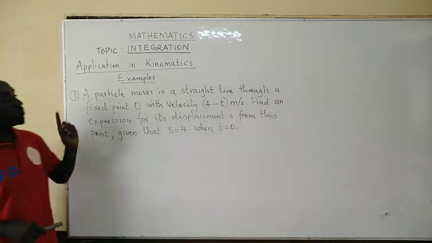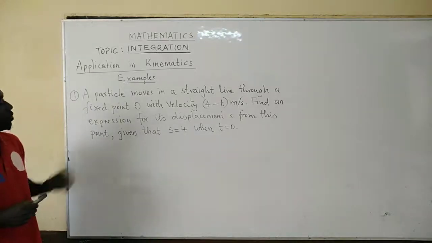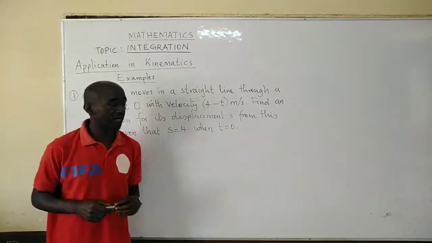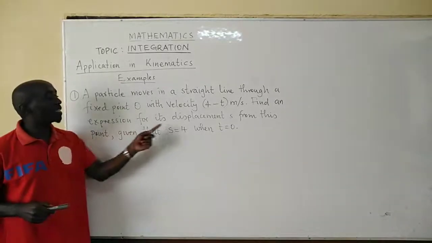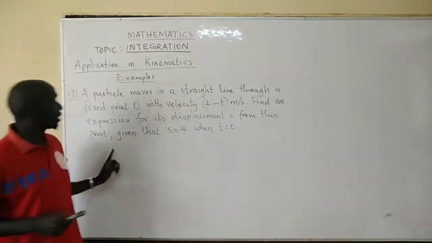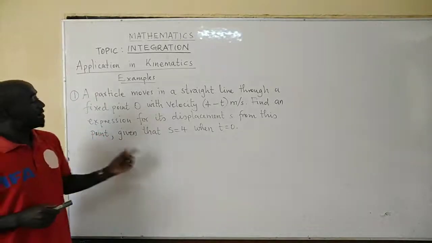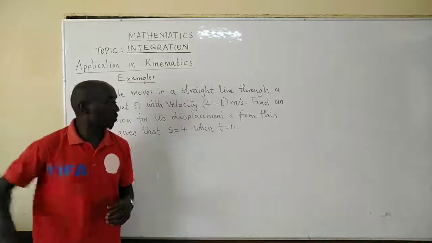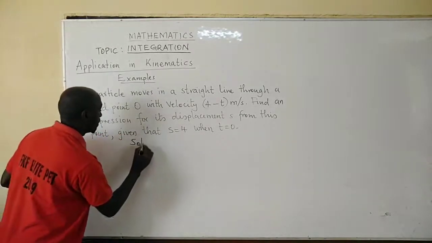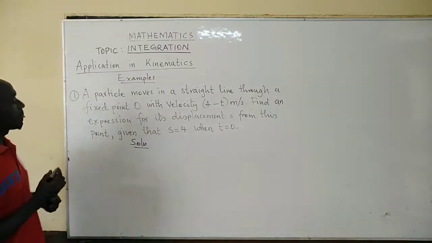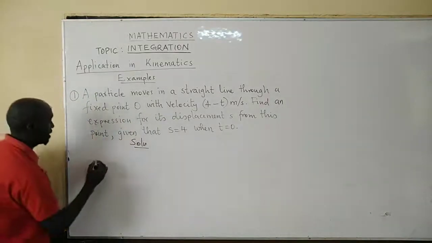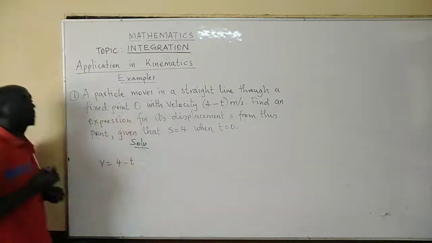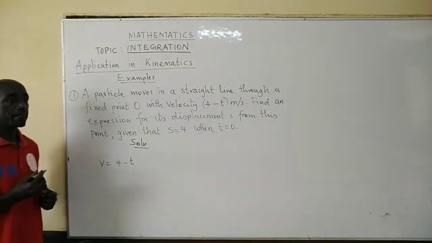So that is the question, my dear learner. We are told that a particle moves in a straight line through a fixed point O with velocity 4 minus t meters per second. Find an expression for its displacement s from this point, that point O, given that s is equal to 4 when t is equal to 0. Let's deal with that. We have been given the expression for velocity, V is equal to 4 minus t.